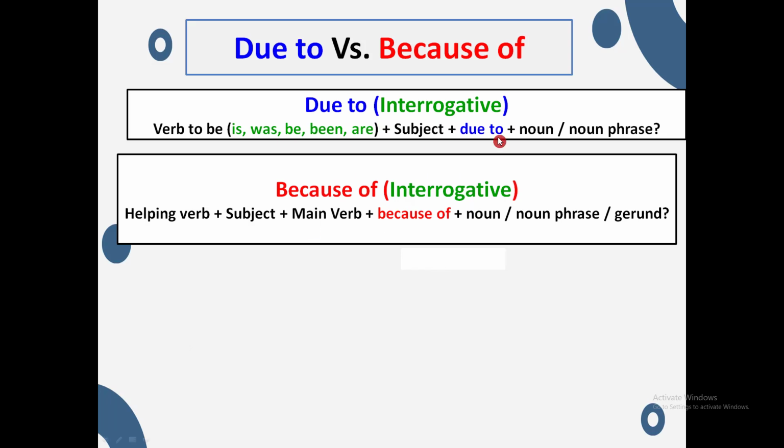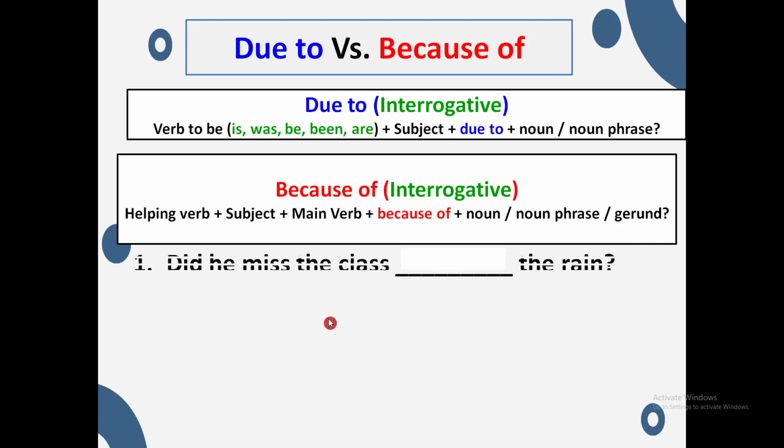For interrogative we follow initially verb to be, subject, due to, noun, noun phrase and finally question mark. For because of we follow helping verb, subject, main verb, because of, noun, noun phrase or gerund, question mark. Gerund means V plus ing form.